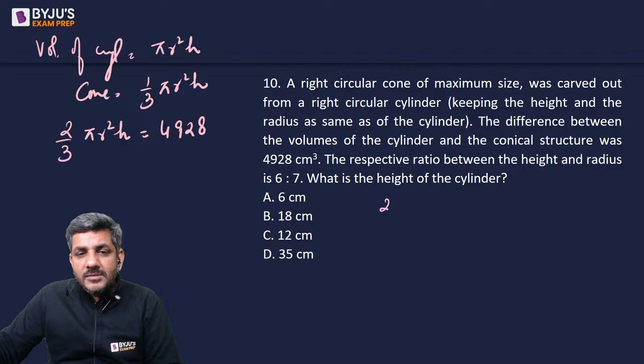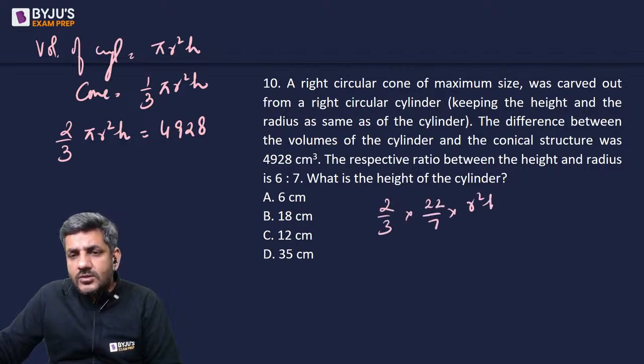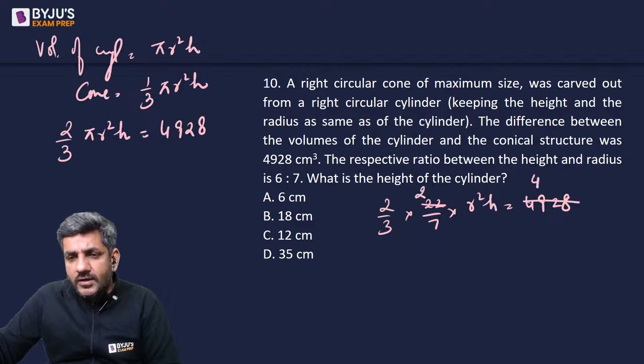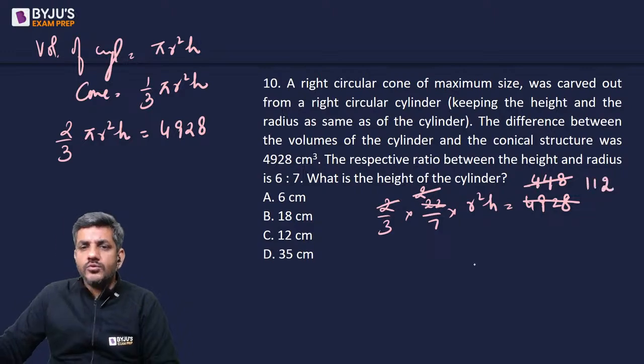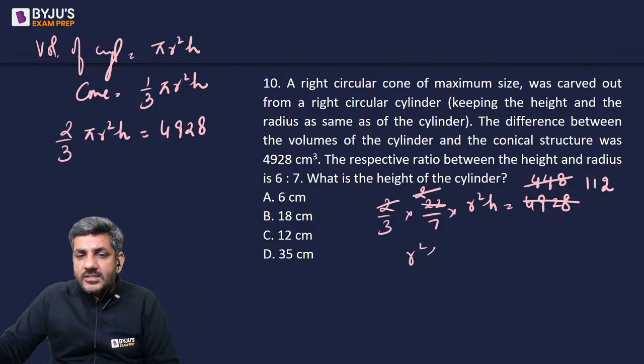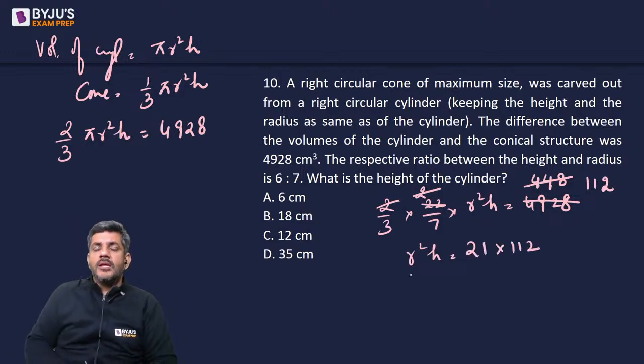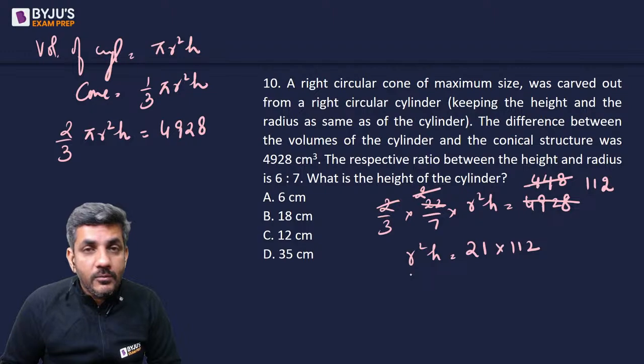So first of all let me just solve it. 2/3 into 22/7 into r square h is equal to 4928. तो ये आपका कैंसल आउट हो जा रहा है 11 से 2 पे, और 11 4 जा 44 और 8, और 2 2 जा 4 से भी कैंसल आउट हो जा रहा है 112 पे. So r square h is equal to 7 into 3, 21 into 112. R square h is 21 into 112.